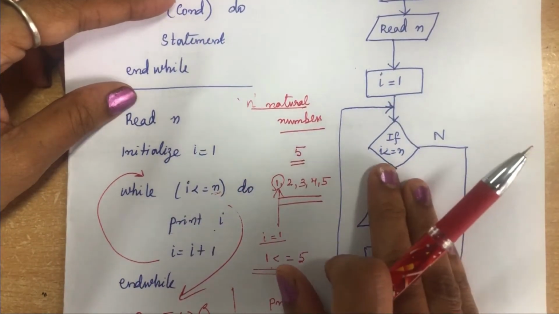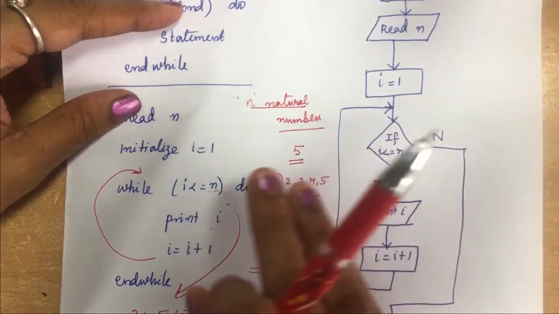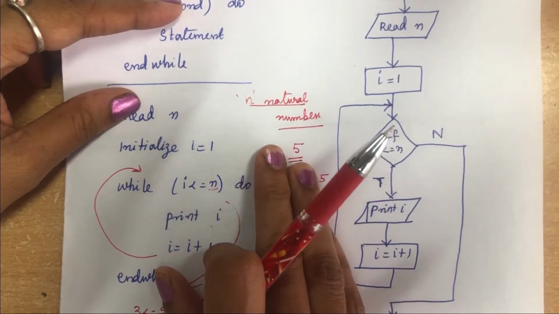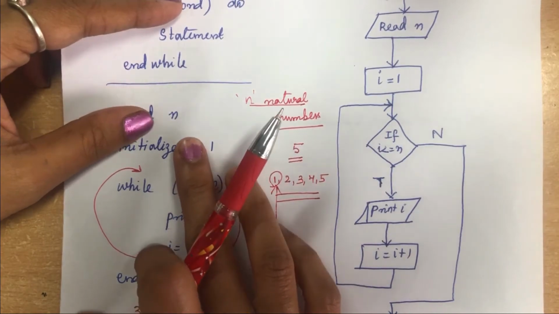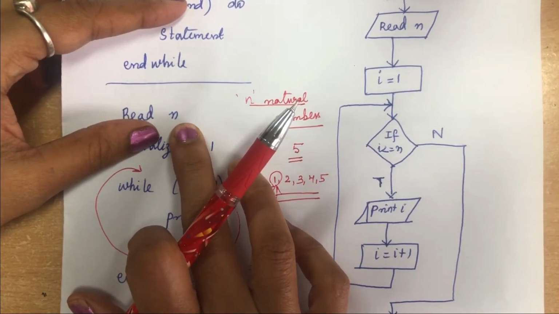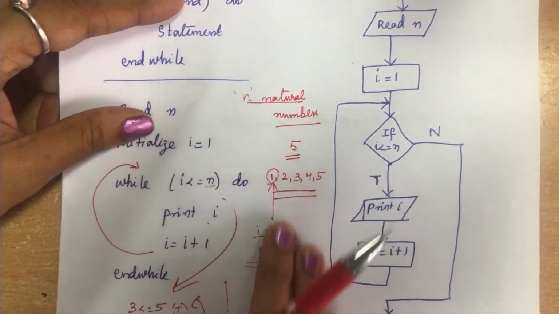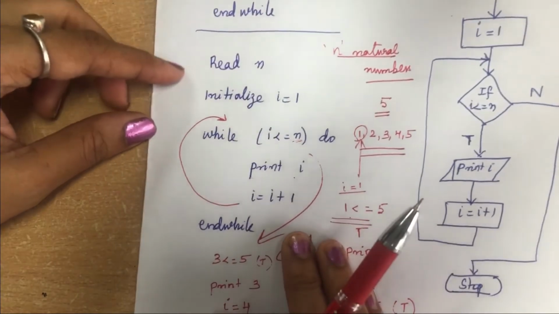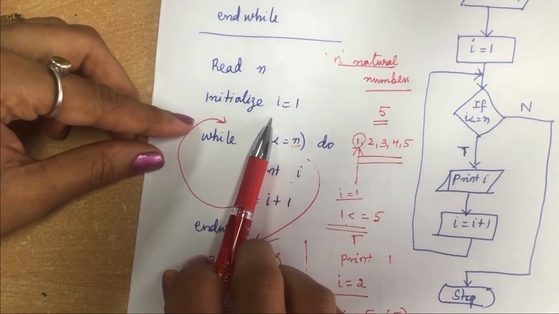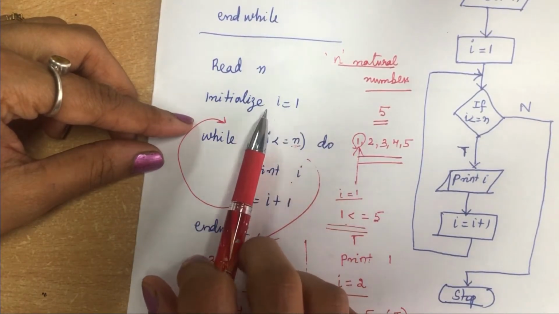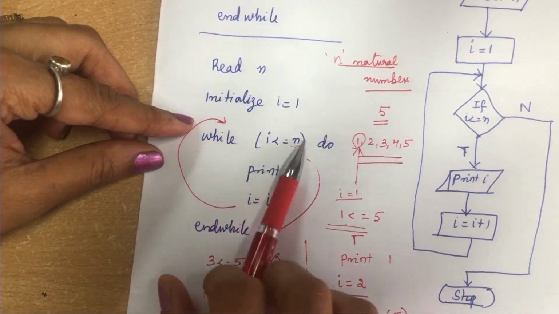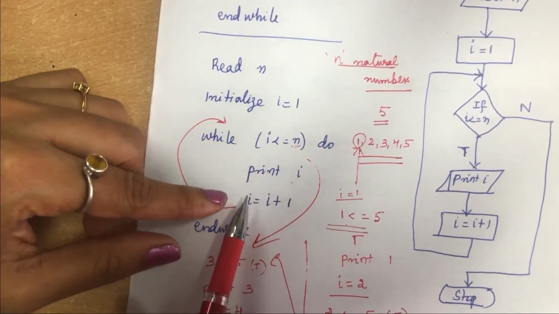So this is the program, the flowchart, as well as the pseudocode for printing n natural numbers. The n can be any number you can give, even if you give 1000, it will print the numbers from 1 to 1000 using this particular logic. You understood this logic? First you have to initialize where to start and check the condition. Based on this condition only you are going to execute the statements.